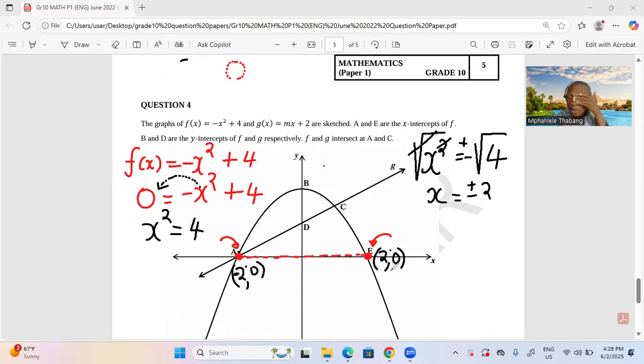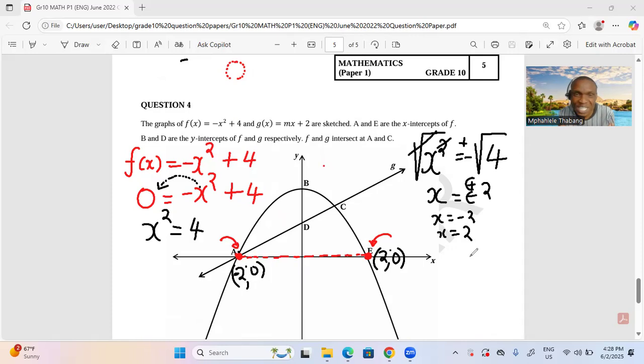Okay, so those are the coordinates of A and E. And I told you that for the coordinates of A and E, the value is the same. The only difference is the sign. If the x coordinate at A is negative 2, the x coordinate at E is 2. This is where we get positive and negative 2. So one x value is for A, which is negative 2. The other x value is for E, which is positive 2.